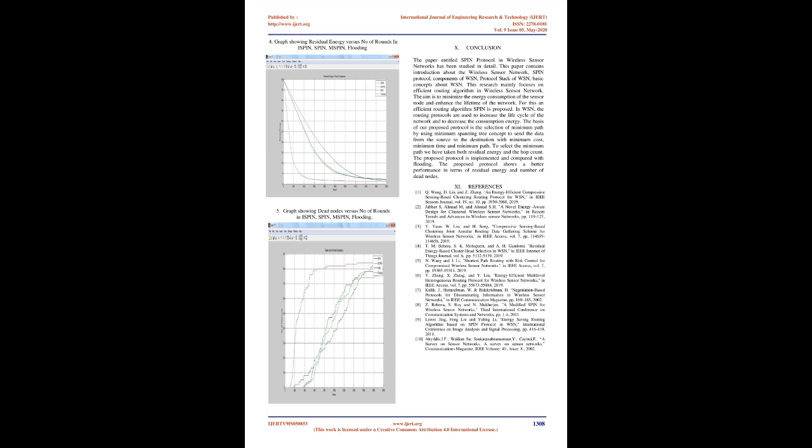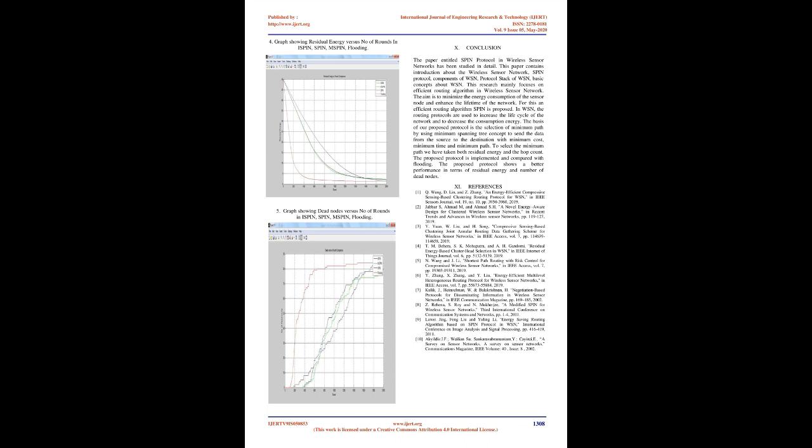X. Conclusion. The paper entitled SPIN Protocol in Wireless Sensor Networks has been studied in detail. This paper contains an introduction about the wireless sensor network, SPIN protocol, components of WSN, protocol stack of WSN, and basic concepts about WSN. This research mainly focuses on efficient routing algorithm in wireless sensor network. The aim is to minimize the energy consumption of the sensor node and enhance the lifetime of the network. For this, an efficient routing algorithm SPIN is proposed.